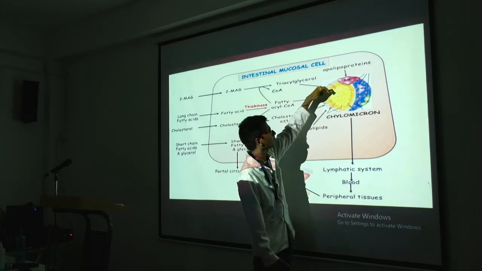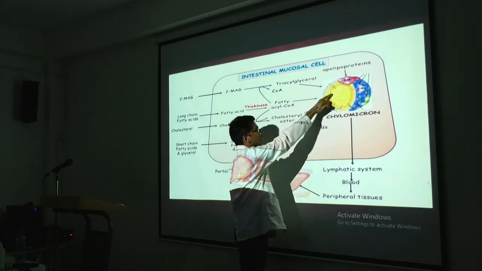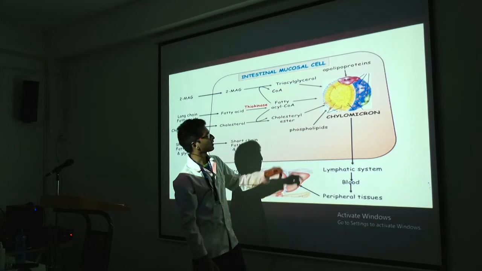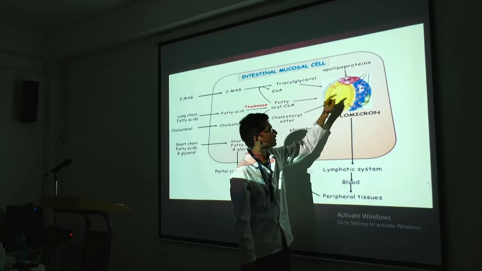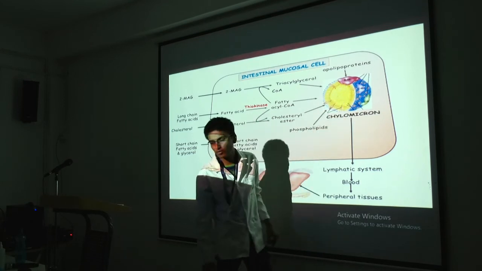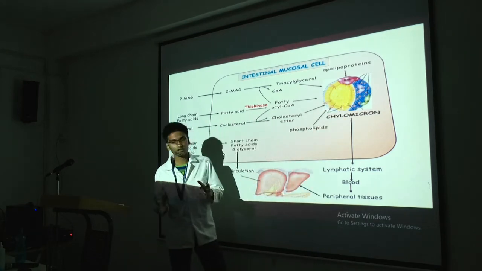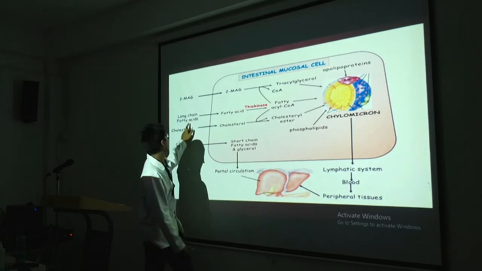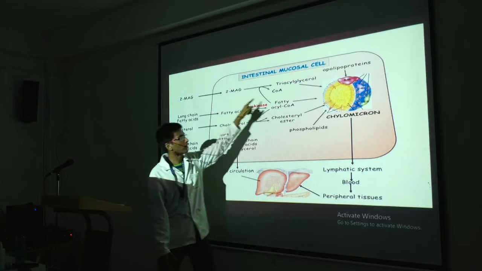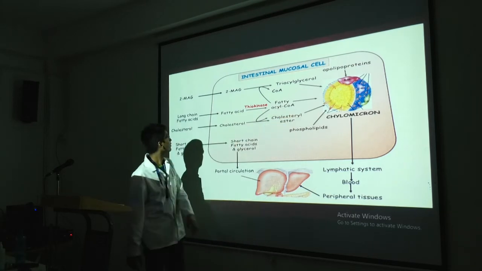In the chylomicron, this is the fat droplet molecule. This enters into this. So in the chylomicron, this is the apolipoprotein part. These are all apolipoproteins. Apolipoproteins are lipoproteins, where lipid plus protein combination occurs. And this is the 2-monoacylglycerol. This is how it is absorbed into the chylomicron part.